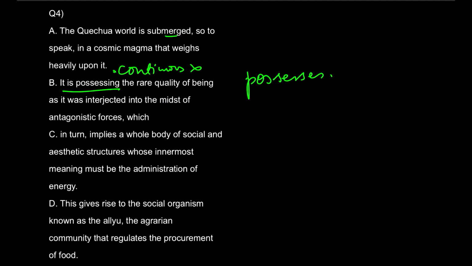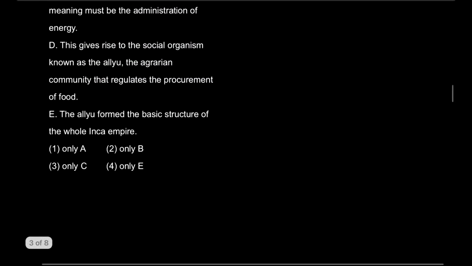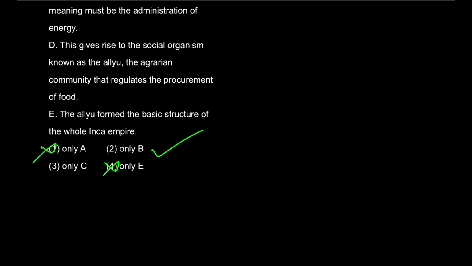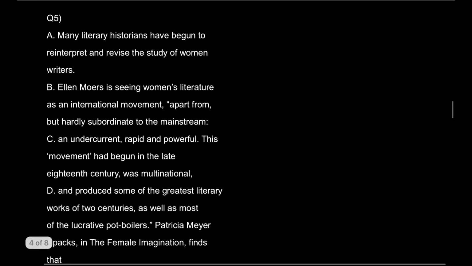It possesses the rare quality of being as it was interjected into the midst of the antagonistic forces. So I know that option B is wrong. Let's quickly have a check on the options to save our time. Number one, only A is not wrong. Oh, that's lovely. So the moment I get a mistake, I know this is my answer because here the options become my friend. तो इसी तरह से ऑप्शंस को अपने दोस्त बनाइए और क्वेश्चंस को फास्ट सॉल्व कीजिए.